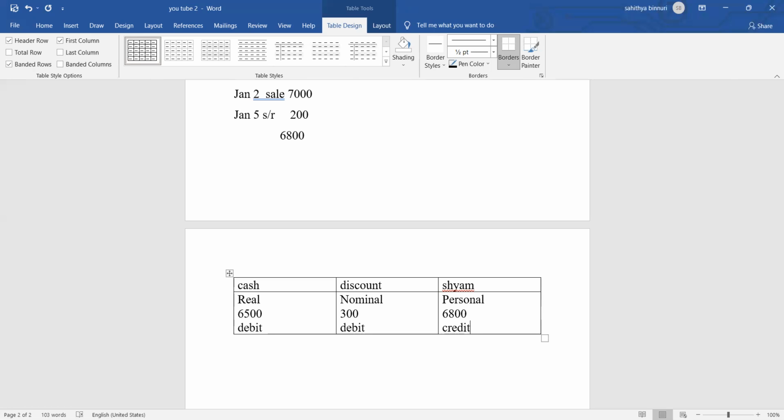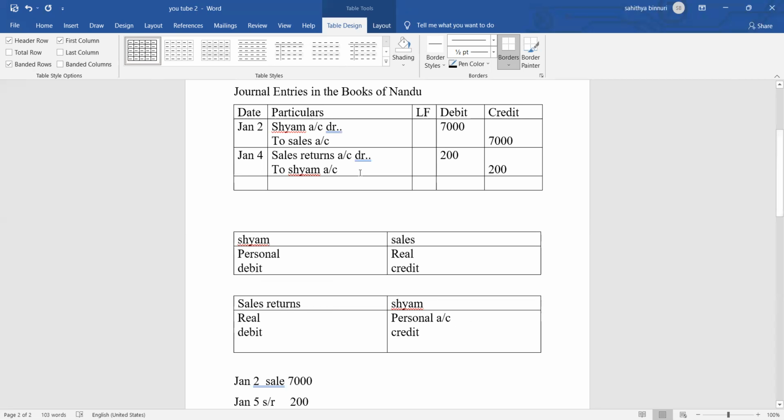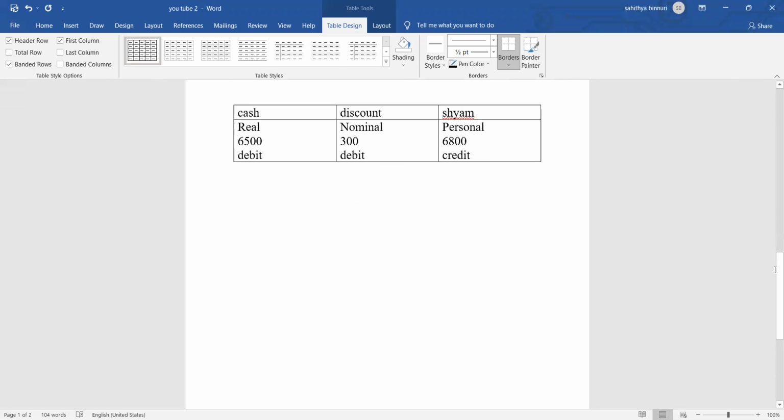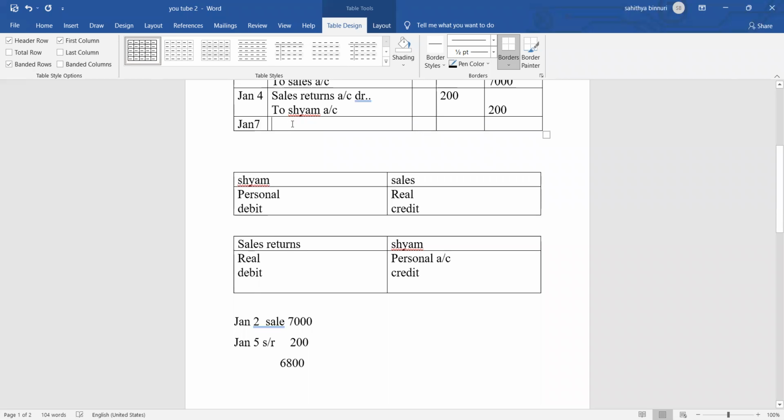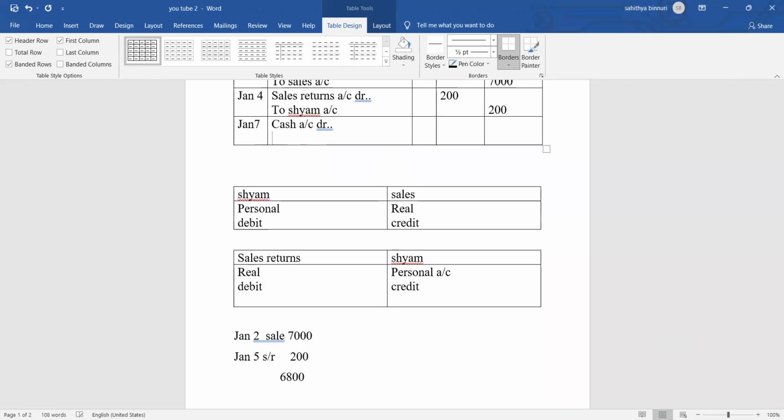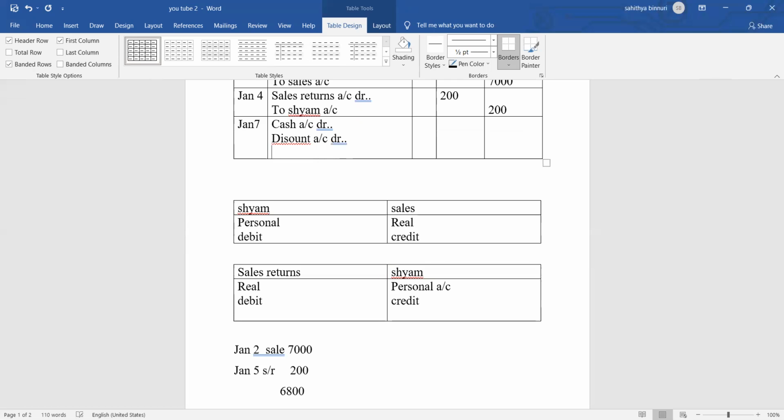So the entire entry now I'm going to record in the form of the journal entry in our journal proforma. So I'm going back to the proforma, January 7th. If you see here, cash should be debited, discount should be debited, and Sham should be credited. Those are the same things I'm doing here. Cash account debit, discount account debit, to Sham account.